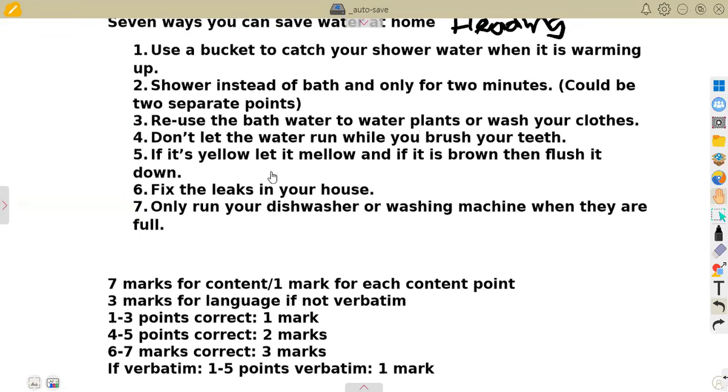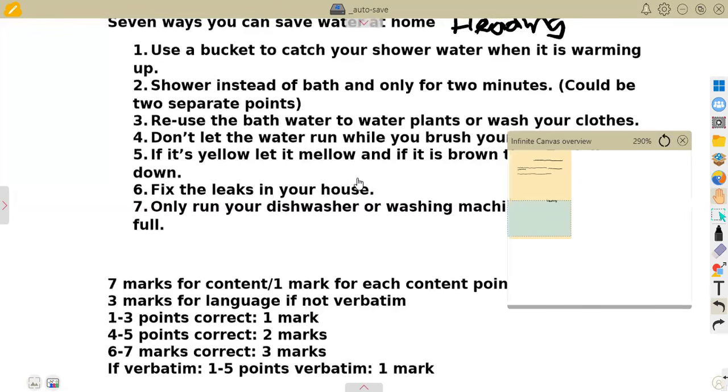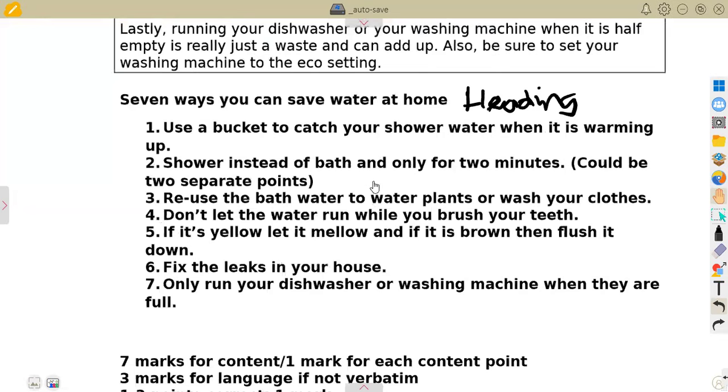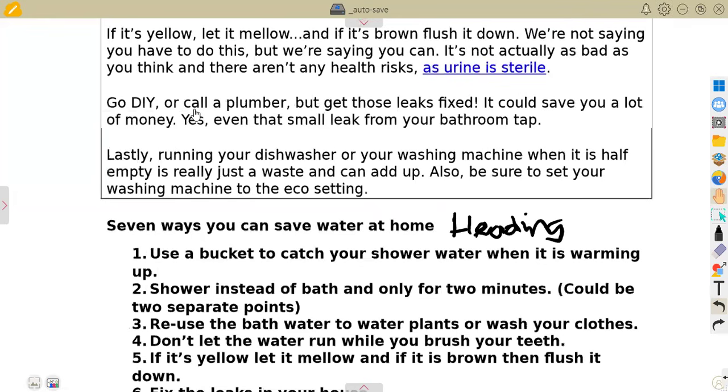So we are saying this is the 5th aspect which you have actually seen. And then the 6th aspect, they say fix the leaks in your house. I remember we were talking about DIY, and we are saying that you go to DIY or call a what? A plumber to fix those leakages.